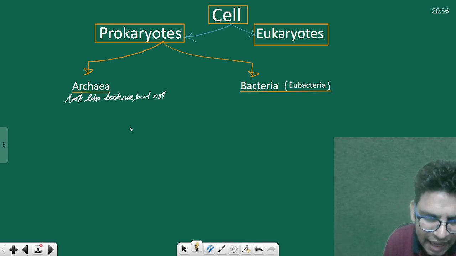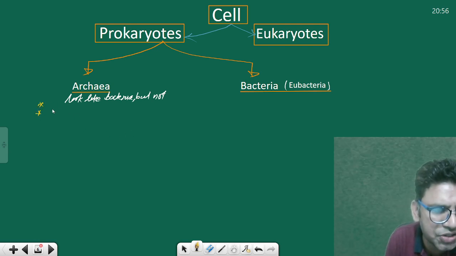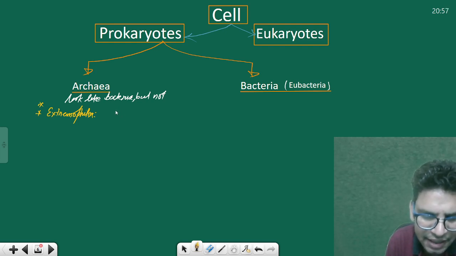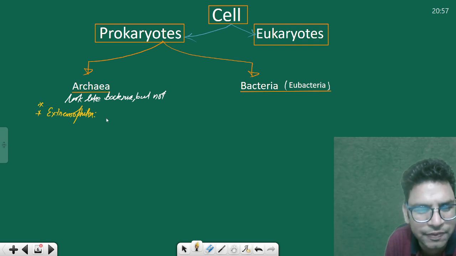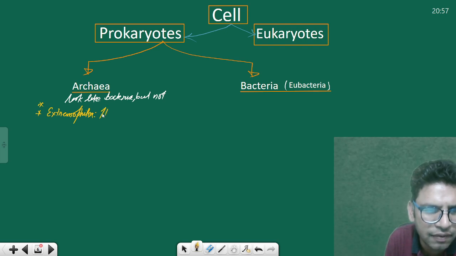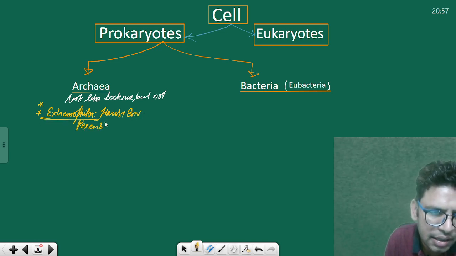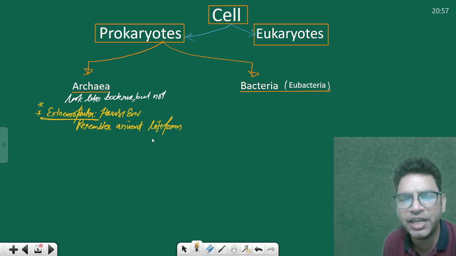Another thing, they are sometimes called extremophiles. Some bacteria are also extremophiles, but archaea resemble ancient conditions, when life was very difficult. So they are the initial form, right? They live in harsh environments. Sometimes they resemble ancient life forms, way back around 3.7 billion years ago, right?